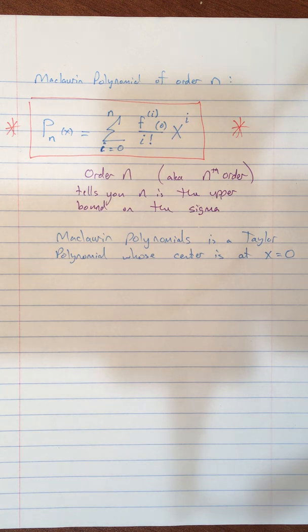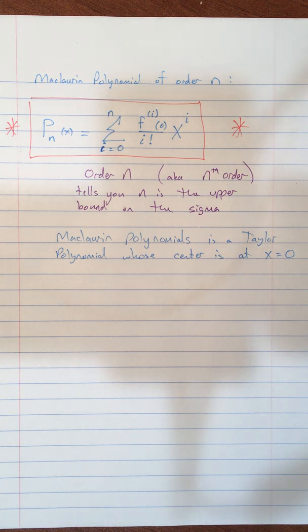If you remember in the last video that we did, I mentioned that the Maclaurin polynomial is actually the easier version of the Taylor polynomial. And the reason why it's easier is because it's always easier to do something at 0 than it is at some other location. So a Taylor polynomial can be centered anywhere. A Maclaurin polynomial is centered at 0.